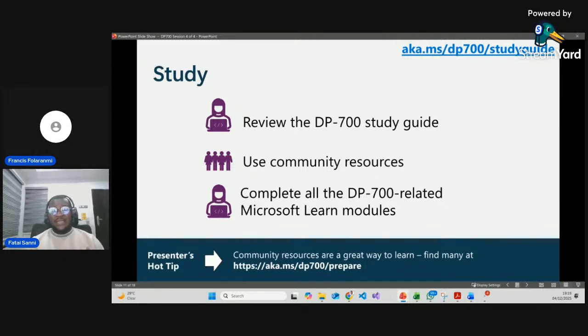I'm going to be showing an example of what the study guide looks like, what the exam page looks like, and what the community resources that you can use to pass this exam look like. I'm also going to be showing you an example of what the Microsoft Learn module entails.